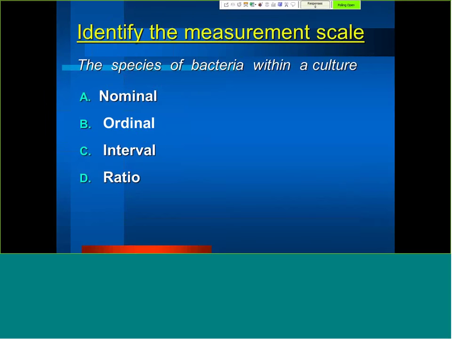Okay, so that second question is, and we can just call out the answer since our clickers aren't working. Identify the measurement scale here for the species of bacteria within a culture. So whether that be nominal, ordinal, interval, or ratio. So nominal, right. Okay, so we're just going to list the different types of species, and we may give them a number when we enter the data rather than typing out the name of the species. It's better just to make a list and say, you know, each species is a certain number. But that would be nominal data. So good.